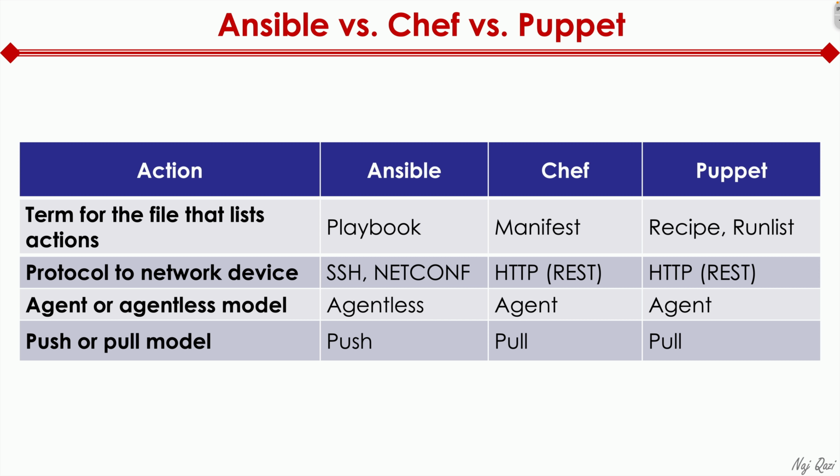And finally, how do they compare and contrast? I'm glad you asked. This chart right here provides clarity on how they all operate. First, looking at the master file, right? So Ansible has playbook. Chef, it's called manifest. Puppet, it's called recipe or a run list. The protocol required on the network device, in Ansible, it's SSH and netconf. In the case of Chef and Puppet, we rely on HTTP, which basically means we're relying on the northbound APIs. Now, Ansible is agentless. We don't need to run a piece of code on the endpoints, whereas Chef and Puppet both require an agent to be run.